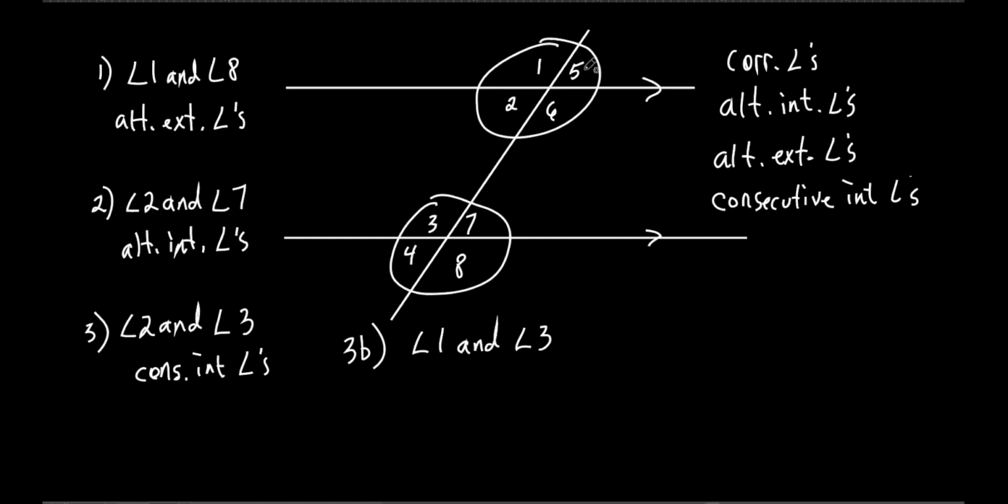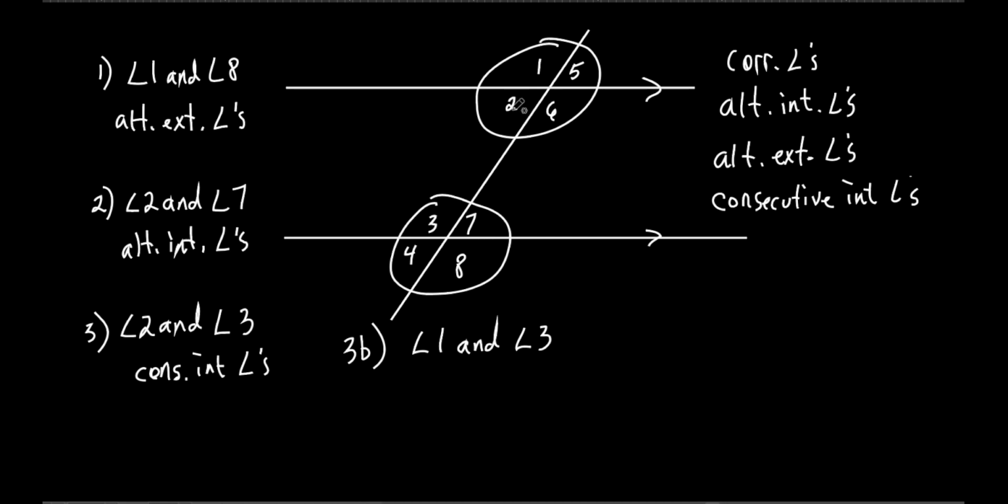Angle 5. What's corresponding to angle 5? What is it? You said 3? 8? 5 and 8? 5 and 7. Why 7? Because 5 is in the top what? Out of these 4, it's the top right. Which one's in the top right down here? 7. So 5 and 7 are corresponding.